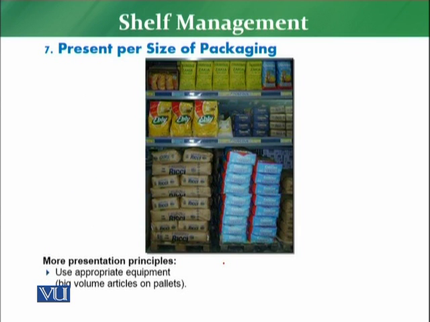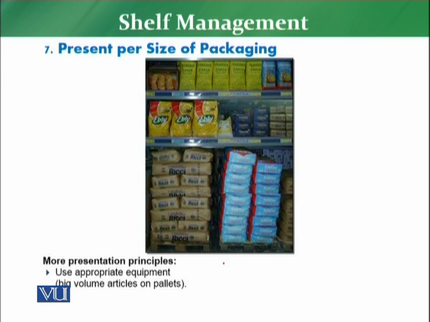Then the seventh principle is about presenting the product per size of packaging. So the products should be presented as per the size of the packaging, from smallest to largest. It is the basic principle which is followed in terms of presentation. Normally the articles whose packaging size is small are presented on the top, and the articles whose packaging size is large are normally displayed on the bottom.